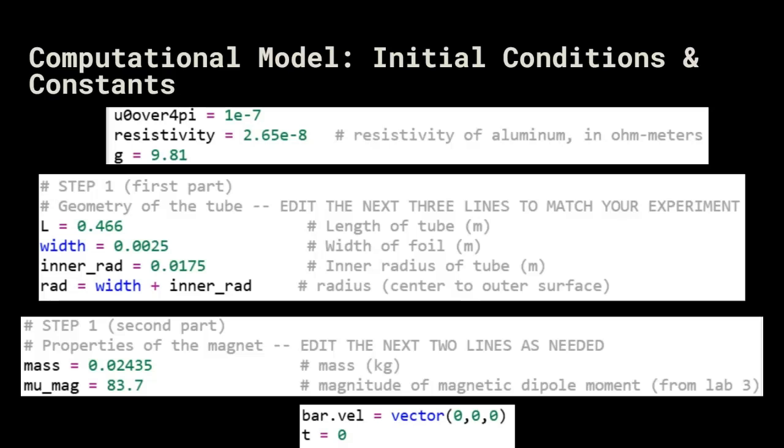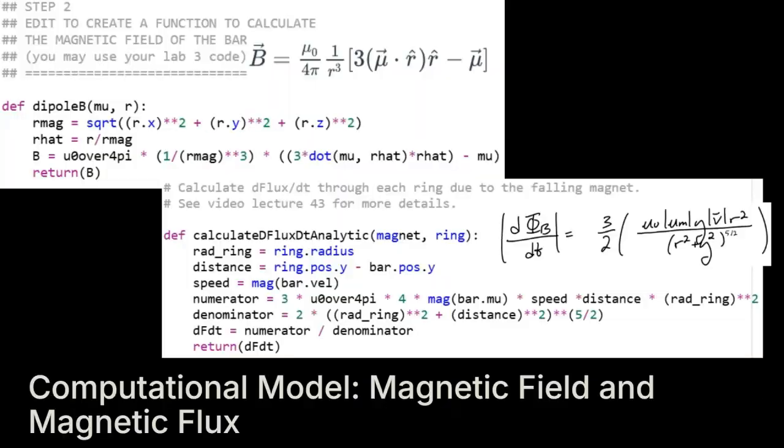For our computational models, first we have the initial conditions and constants for the model. This includes the properties of the tube and magnet that was listed previously. And we note that the initial velocity is 0 because we began at rest. For the magnetic field and magnetic flux, general formulas are used.